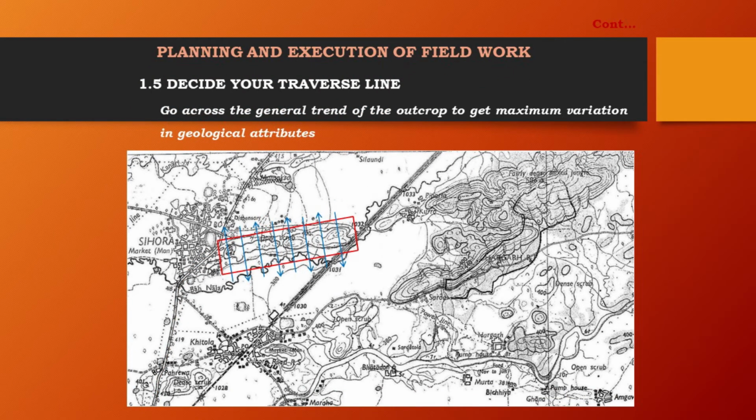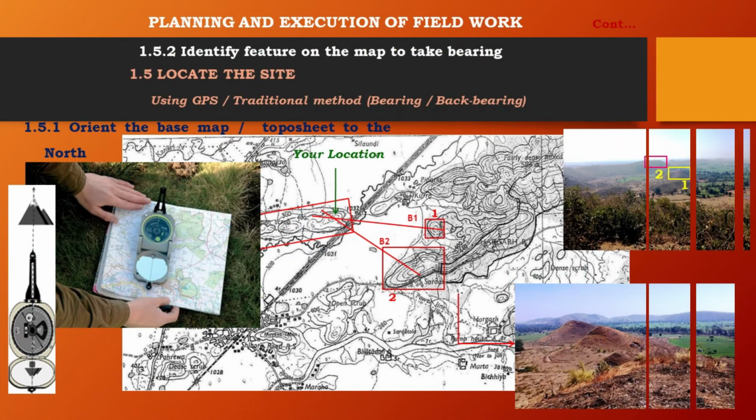Then we have to decide our traverse line, like we should go across the general trend of the outcrop to get the maximum variation in geological attributes. Once we reach our precise site for collection of geological data, we first need to orient our topo sheet or base map with respect to the north and then locate ourselves using GPS or traditional bearing and back-bearing methods. Bearing is a technique of getting the directional position of the object with respect to us, and back-bearing is the directional position of us with respect to the object.